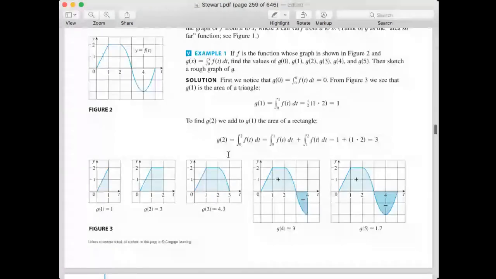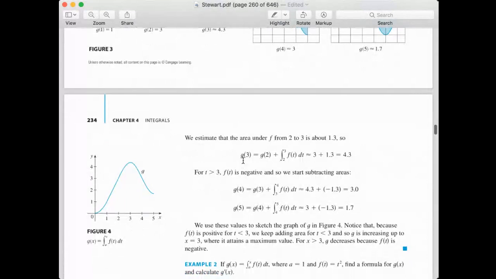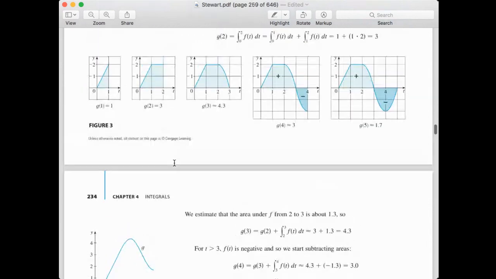How do we find g of 3? So for g of 3, we can also split, right? It's g of 2 plus the integral from 2 to 3. So I have this part.